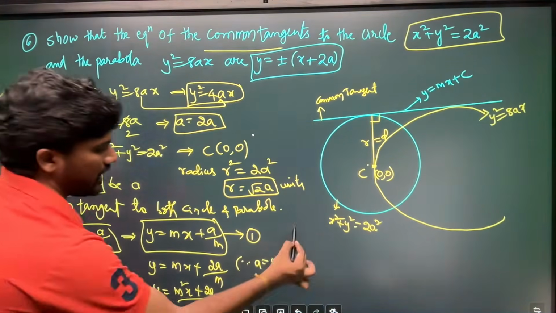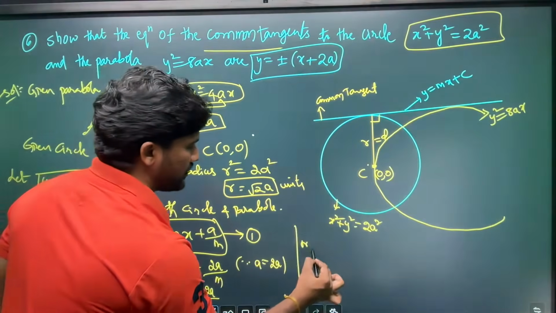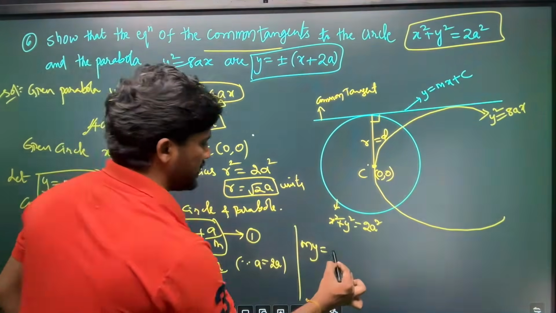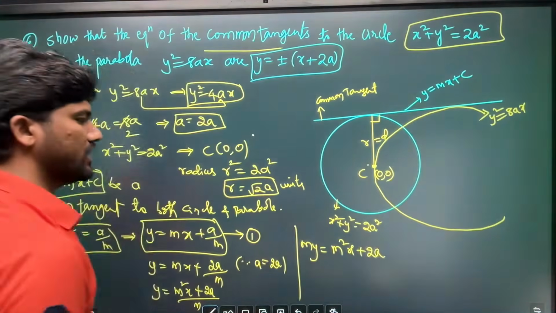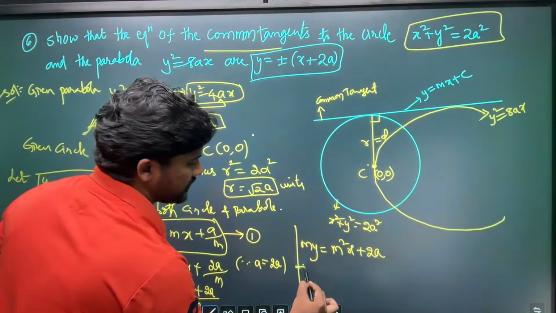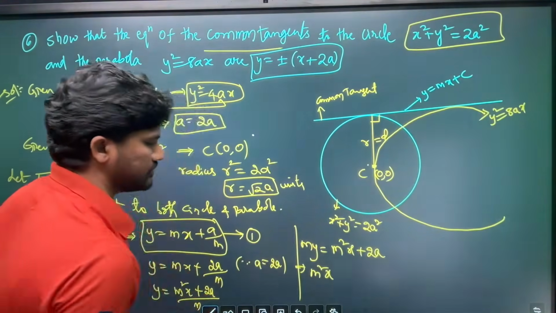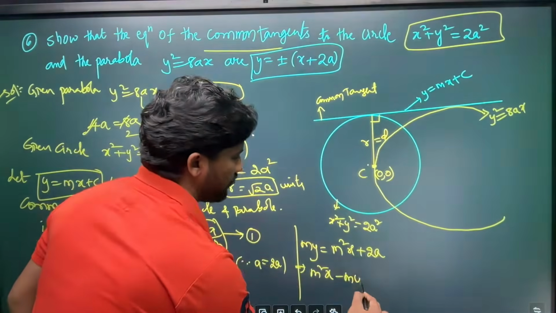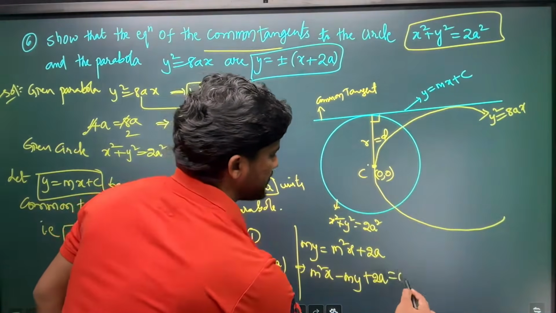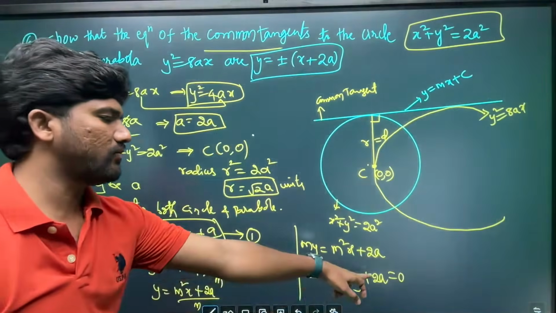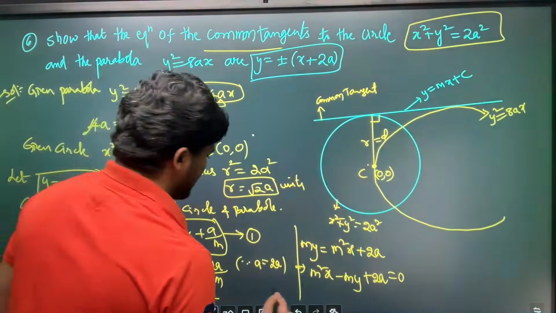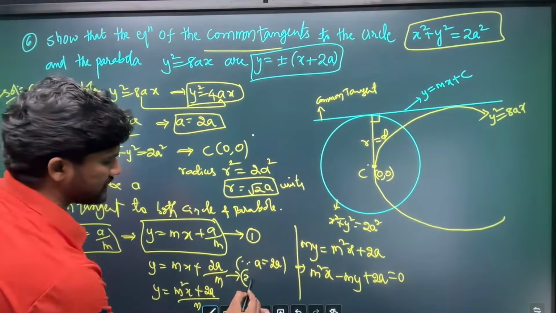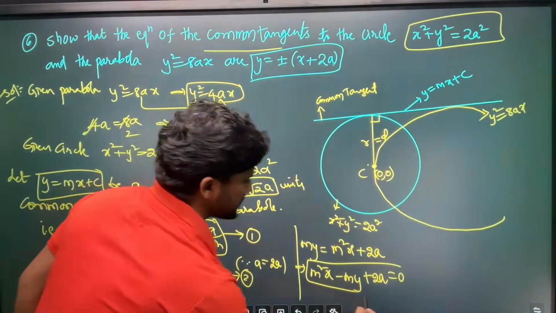Take that small m value to LHS, so m into y is equal to m square x plus 2a. So send this my value to RHS: m square x minus my plus 2a is equal to 0. Take it as equation number 2, and this one, take it as equation number 3.